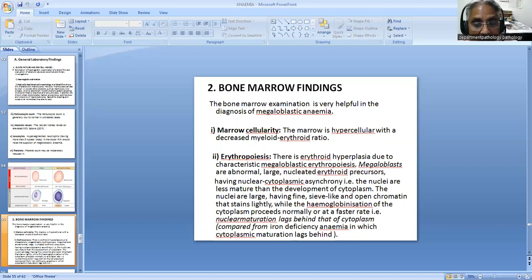Nuclei are large, having fine sieve-like and open chromatin which take a light stain, while the hemoglobinization of the cytoplasm is normal or at a faster rate. So nuclear maturation lags behind that of the cytoplasm. So this is just the reverse compared to iron deficiency anemia, in which cytoplasmic maturation lags behind.